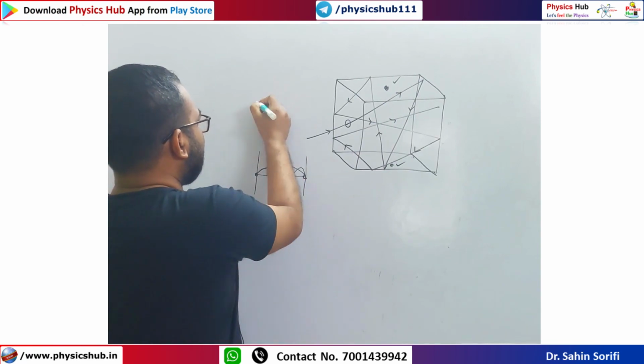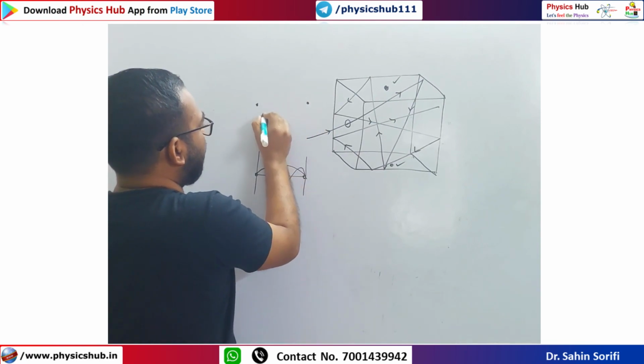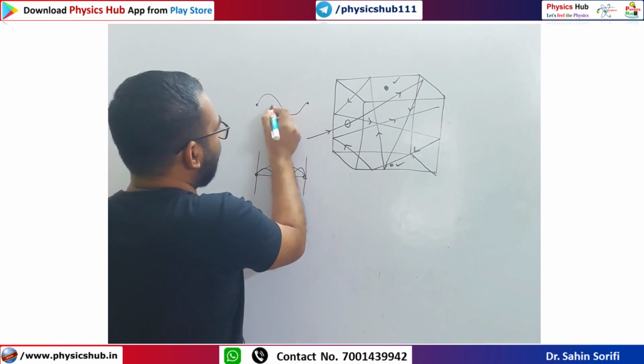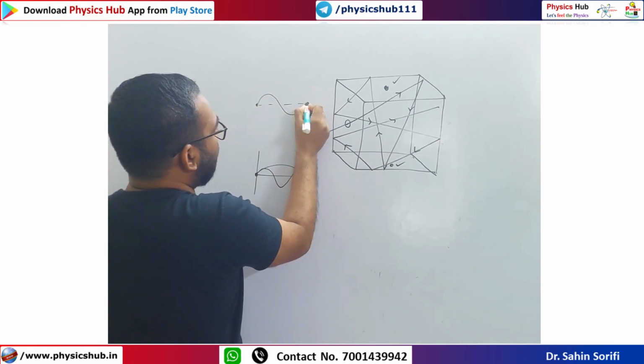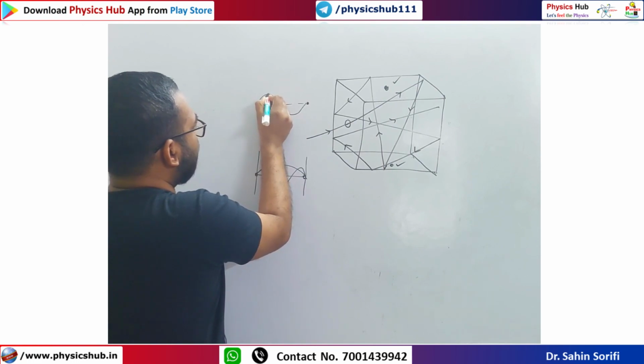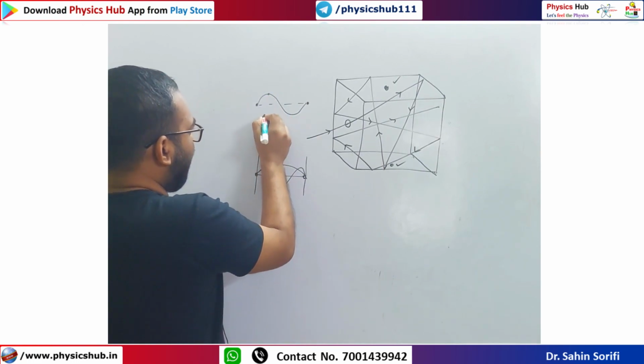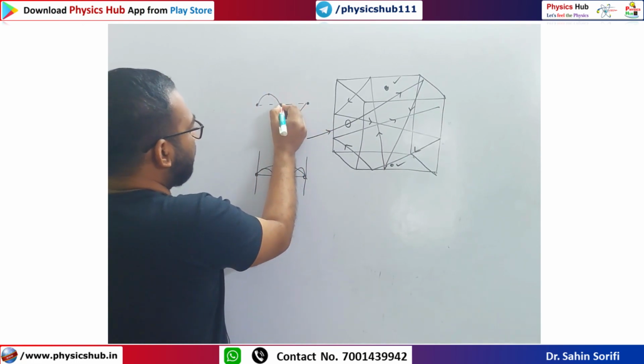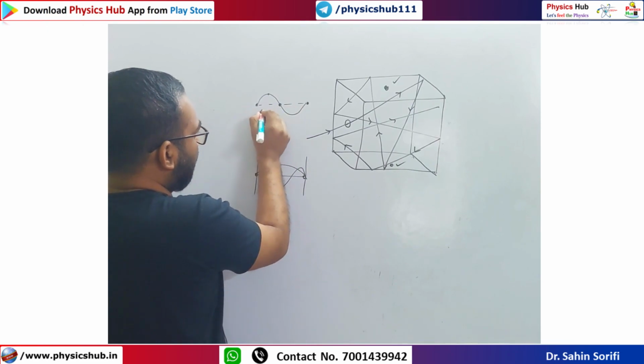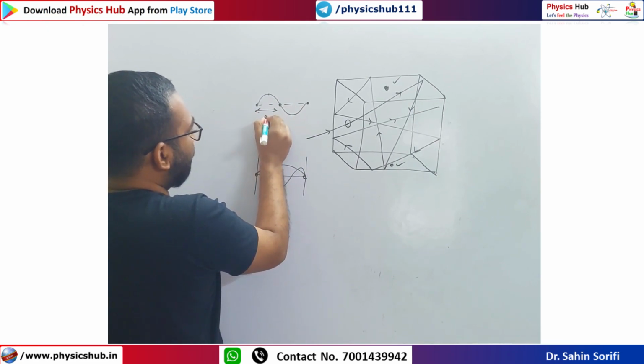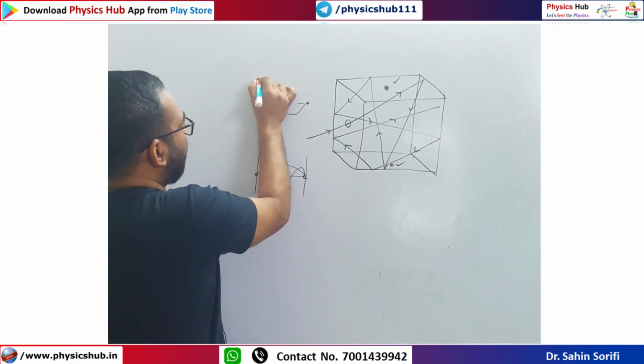Node means where there is no deflection. If I'm considering, let's say, a mode like this, what does it mean? This is one node, this is another node, and here you can see this is an antinode. The distance between two nodes, so one node will be here also, is lambda by 2, and the distance between an antinode and a node is lambda by 4.